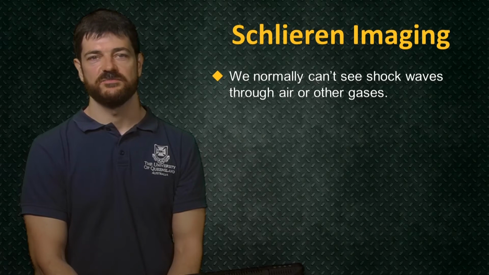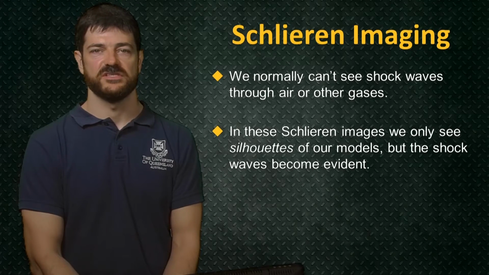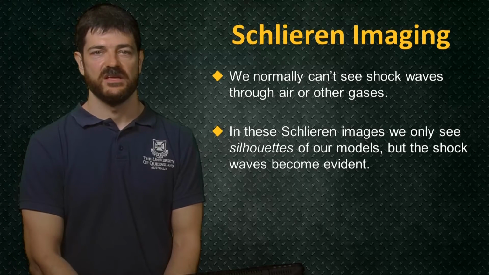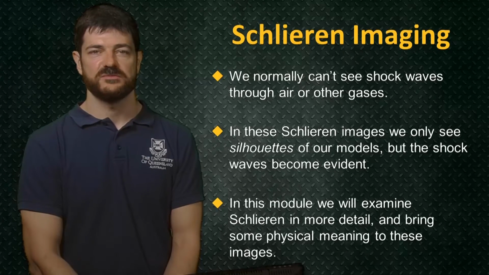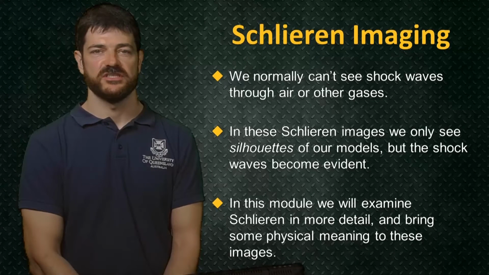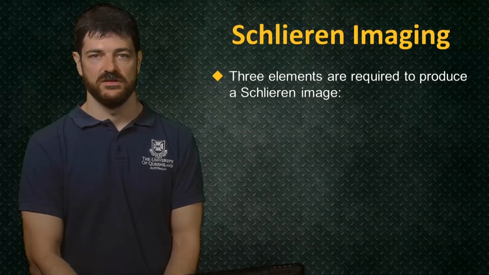As we noted earlier, we can't normally see shock waves through our flow. Schlieren imaging reveals these compressible flow features. However, these do not look like normal photographs. We only see a silhouette of our model. However, other features can suddenly be seen in vivid detail, such as shock waves. In this module, we're going to examine the Schlieren technique in more detail and show you how Schlieren images are generated, in order to bring some physical meaning to these images.